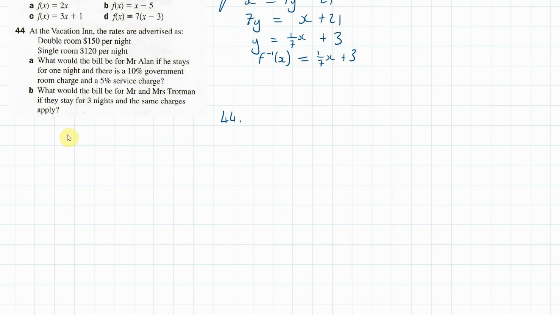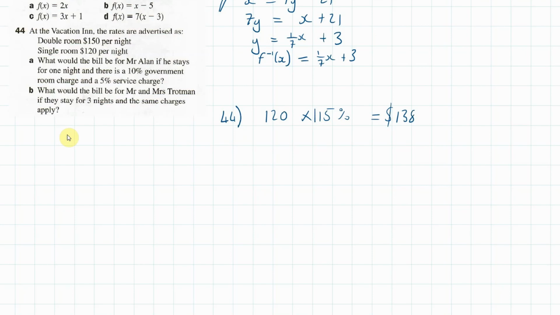Well, presumably he needs a single room because he's just by himself. And there's a 10%, so we're going to go 120. And then we're going to times it by 115%, because we added on to the total. So that would be 120 times 115%, which gives us $138.